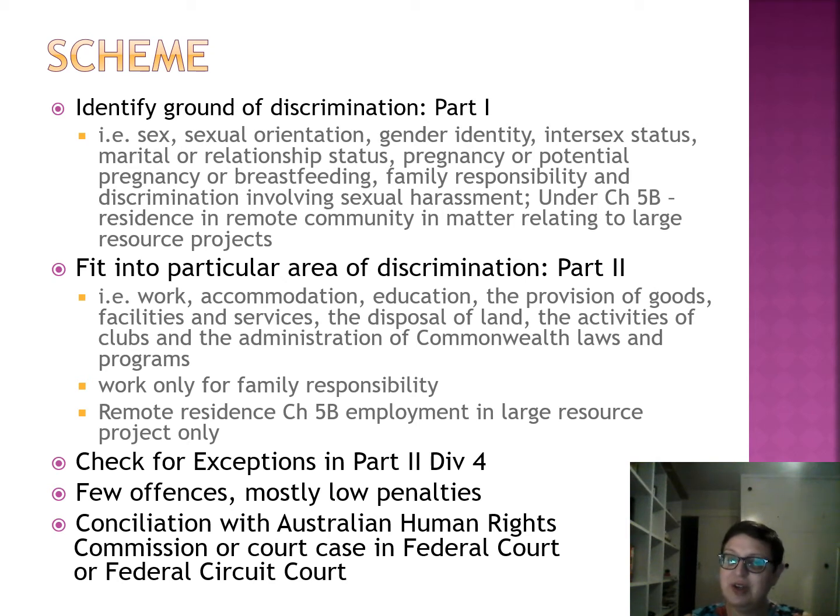The other thing to note in this scheme is there's relatively few offences. Most of them have very low penalties. The offences tend to deal with particularly egregious breaches of this, or failure to report if required, etc. The conciliation process under the Commonwealth Act is with the Australian Human Rights Commission, and after that process has taken place, if it ends up in court, it's in the Federal Court or the Federal Circuit Court.